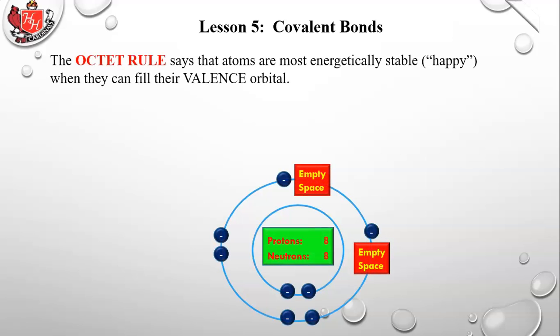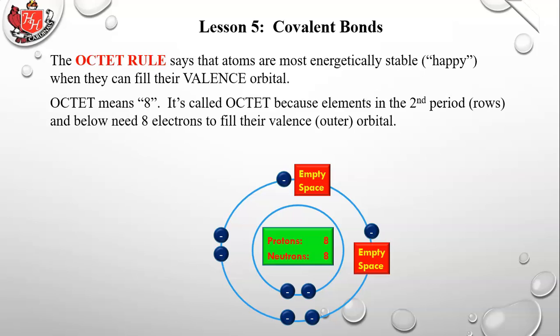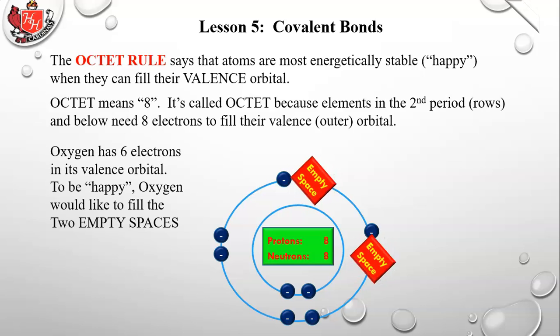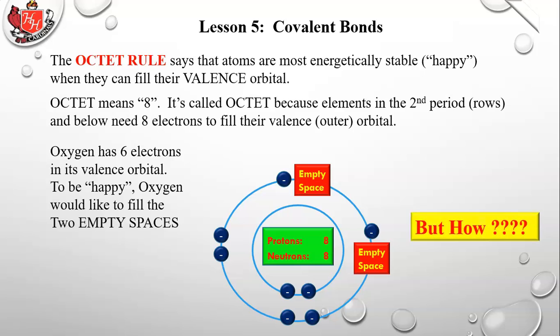The octet rule says that atoms are most energetically stable, happy, when they can fill their valence orbital. Octet means 8. It's called octet because elements in the second period row and below need 8 electrons to fill their valence outer orbital. Oxygen has 6 electrons in its valence orbital. To be happy, oxygen would like to fill the 2 empty spaces there. But how is it going to do that?